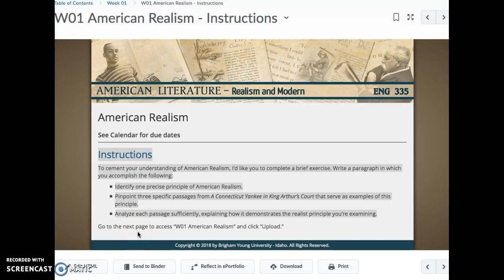Hi class, I wanted to talk to you about the assignment from week one and just show you how one of your fellow classmates did the assignment so you can see a sample from our class. So we know the instructions were write a paragraph in which you accomplish the following: identify one precise principle of realism, look at three specific passages to serve as examples of the principle, and then analyze each passage sufficiently, explaining how it demonstrates the realist principle you're examining.